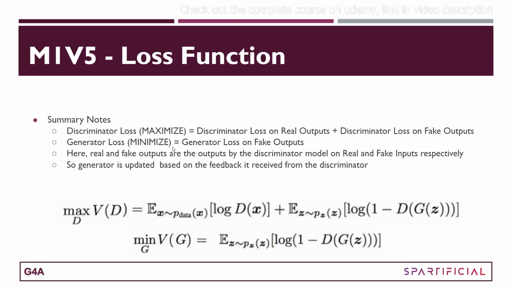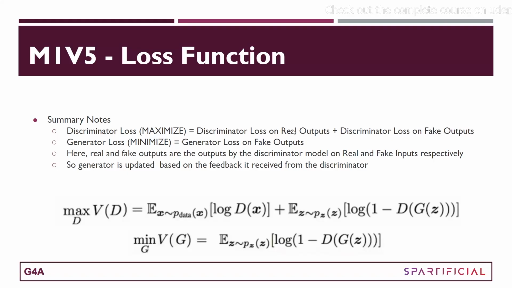For the generator, we are going to use only the fake outputs, right? But what's happening? These fake outputs are again the outputs from the discriminator itself. So the discriminator is helping not only like give feedback to the discriminator, but also give feedback to the generator. It's an important thing that you are learning over here.